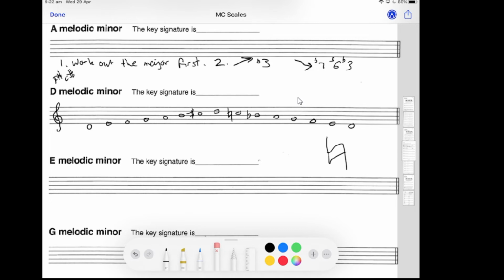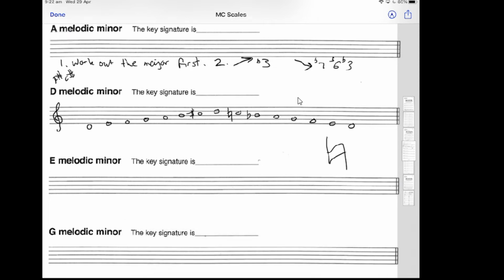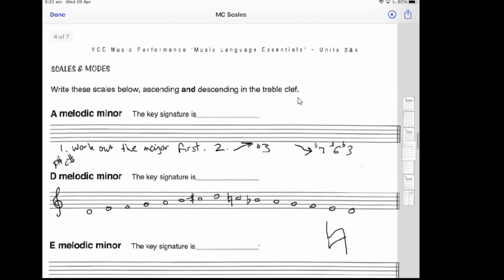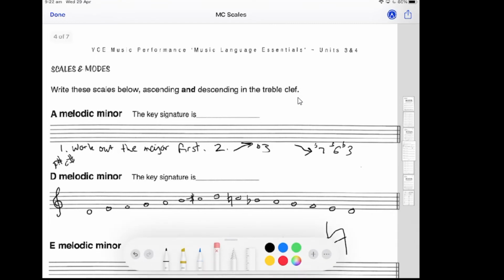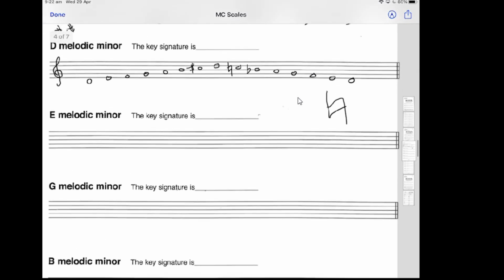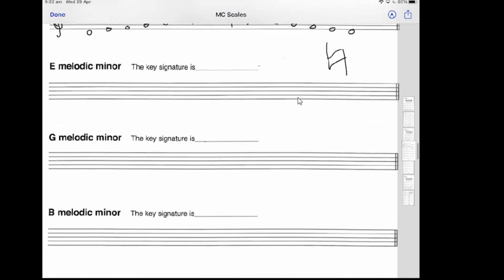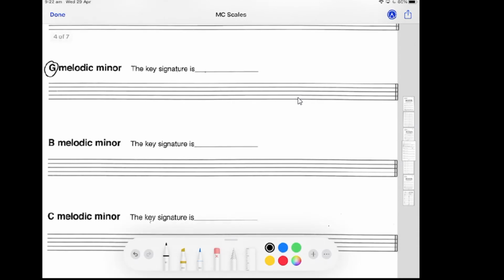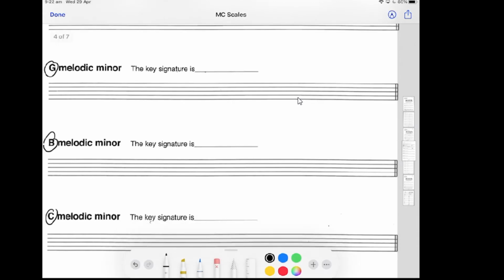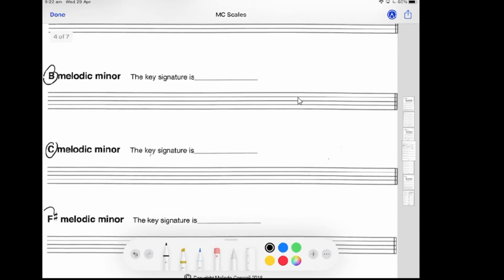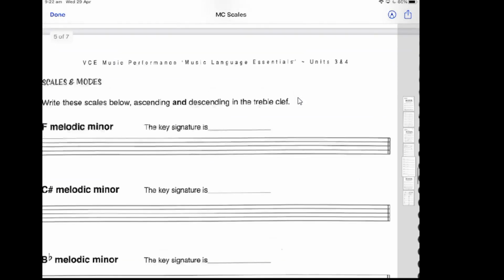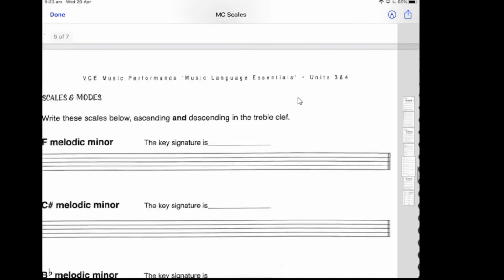Okay, let's move along and do one more scale, and then I will get you to do the rest for your homework. All of it's homework, I guess, but your learning tasks. The ones I will get you to do obviously are A melodic minor. We're going to work out E melodic minor right now. So I'll leave then G, B and C for you to do. And F sharp. The remaining page we'll do another day, maybe in term 3 for a bit more revision.